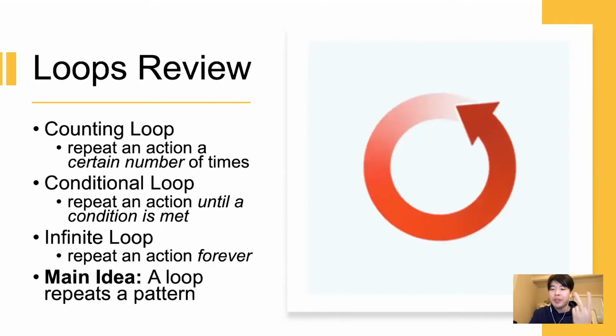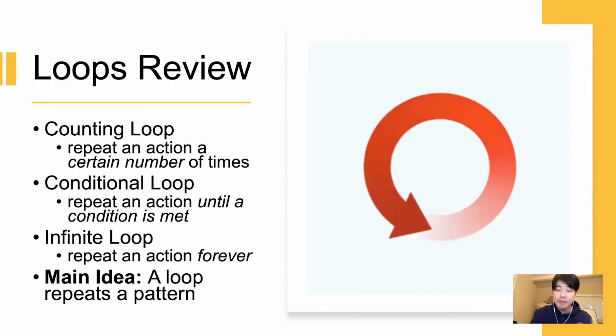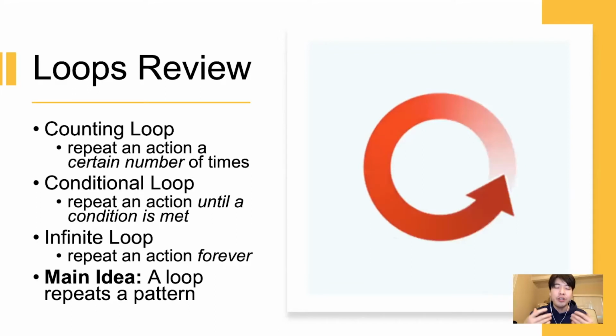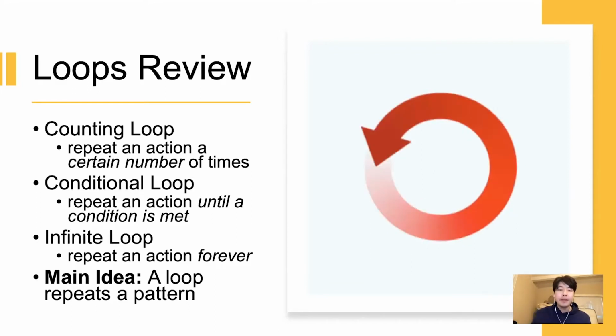So there are two important things when you're dealing with loops. Number one, you have to know what pattern is being repeated. And number two, what condition: do we know the parameter, the constraint, for how many times or under what condition this pattern has to repeat, okay?